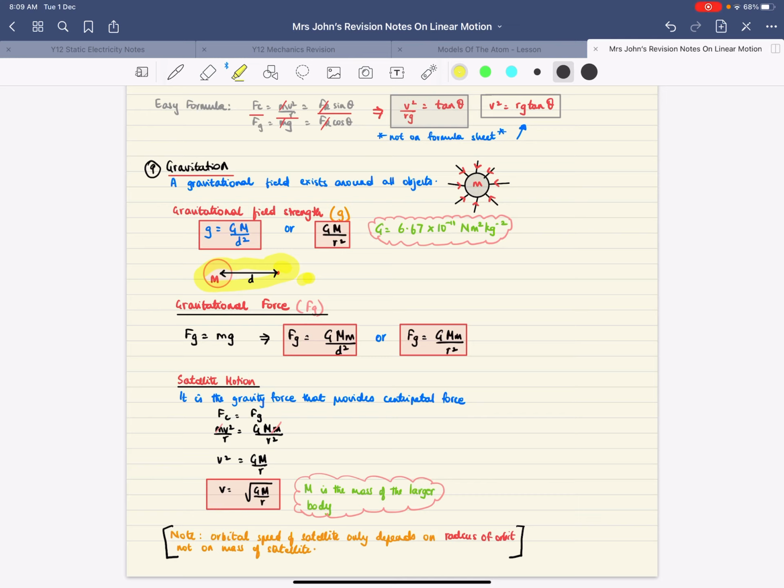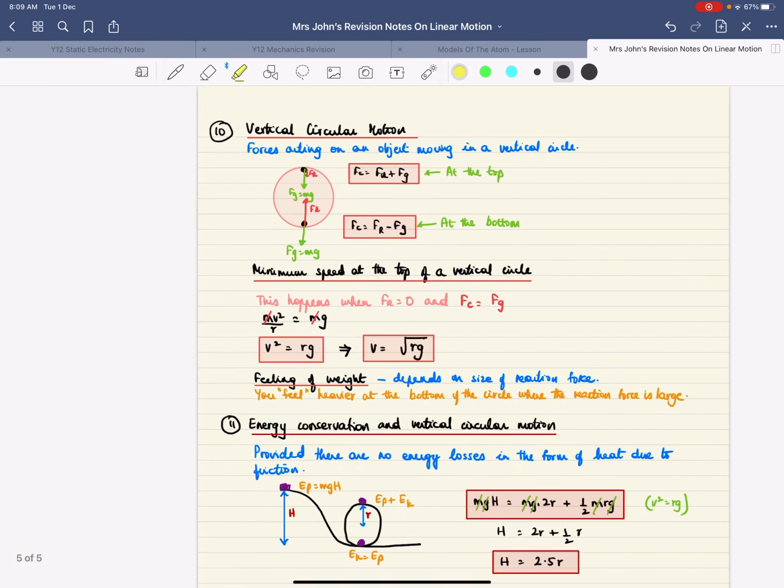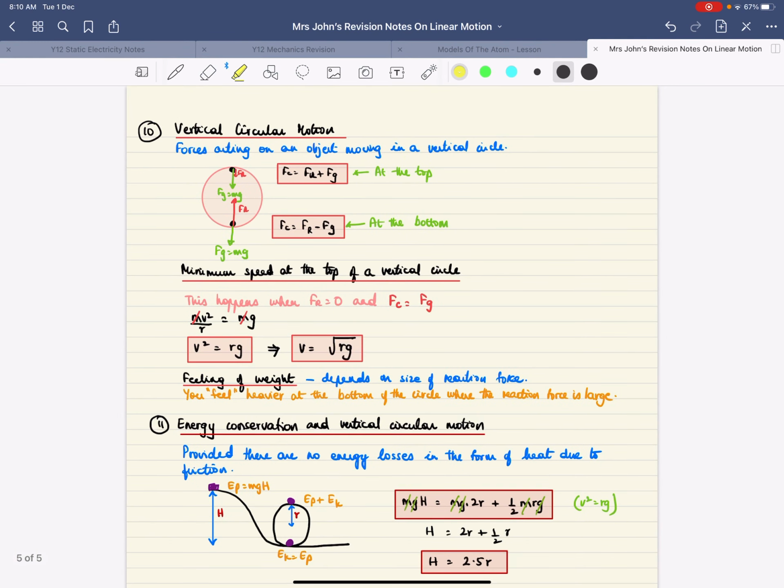Bringing us to satellite motion, assuming it goes in a circle around a planet, you have the centripetal force provided by the gravity force, and in order to get the speed with which it goes, you just equate these two and you get the square root of GM over r, which tells us the speed of the satellite doesn't depend on the mass of the satellite, but just on the radius of orbit. And let's move on to the next one, vertical circular motion. So you've got horizontal as well as vertical.